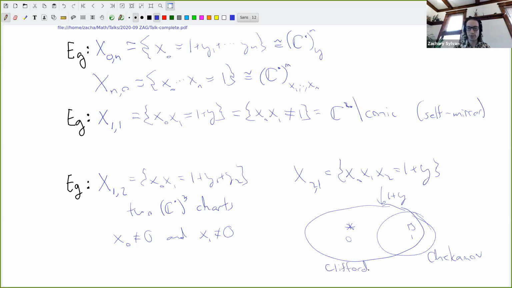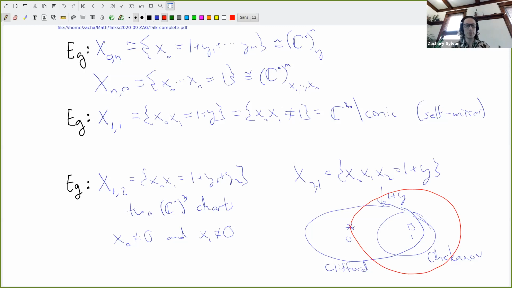So that gives us two mirror charts. But one thing you can notice is that this is not all of X_{1,2}. If x_0 and x_1 vanish, that's not in the image of these two charts. So over on the right, we must be missing something, and the thing that we're missing is this singular Lagrangian that passes through here.